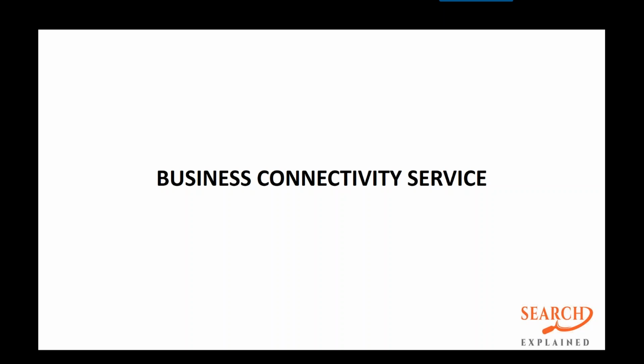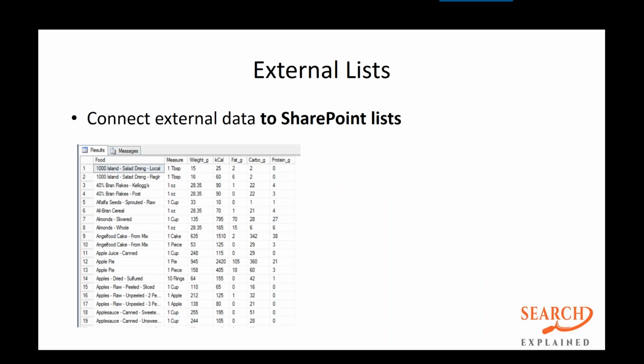First, let me talk about Business Connectivity Services. It is an out-of-the-box feature in SharePoint, and it makes it possible to get connected to simple data sources and do several things with those data. When I say simple data sources, for example, we can connect to database tables. In my demonstration, you will see a SQL database with only one table which contains foods and nutritional information about those foods.